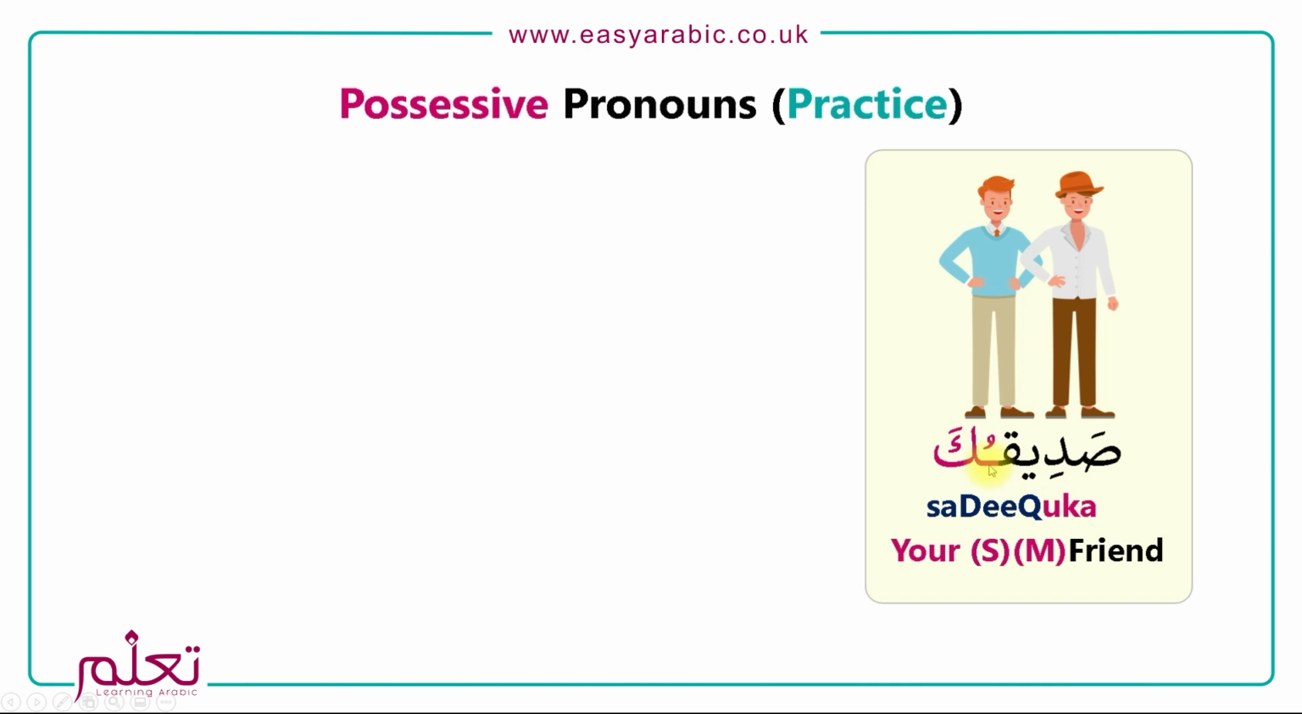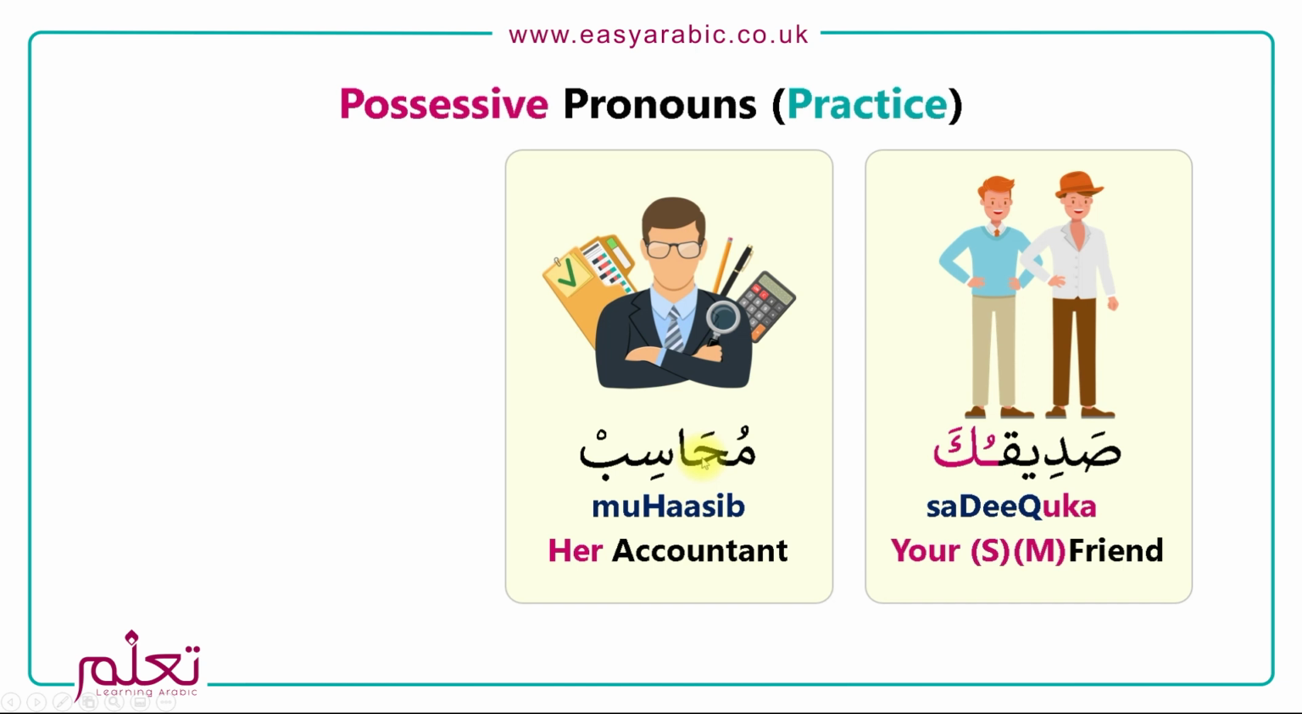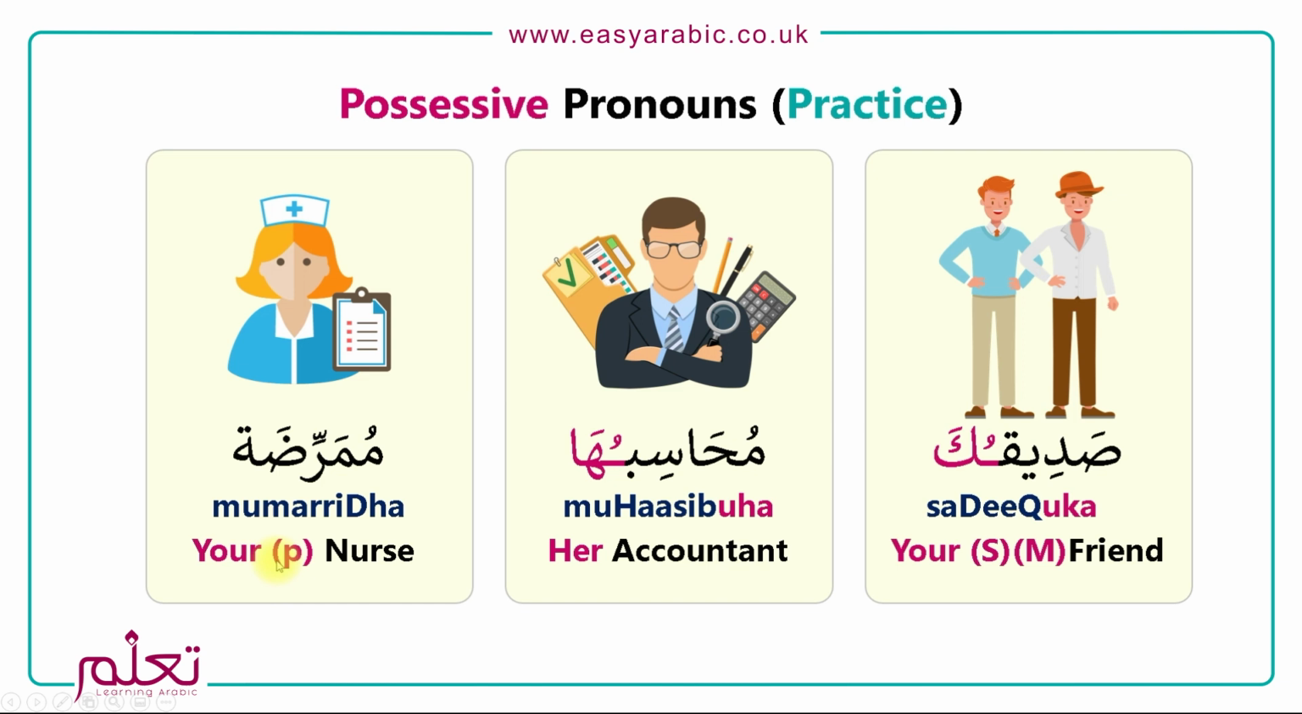Next one is muhasib, which is an accountant. So we're going to say her accountant. The suffix we need to add is ha at the end, so it becomes muhasibuha. Next one is mumarridh, which is nurse. So your plural nurse would be, we need to add a kum at the end. So it becomes mumarridhukum. Mumarridhukum is your nurse.